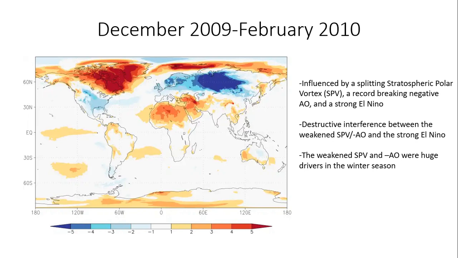In this season we had destructive interference where we had a weakened polar vortex and a strongly negative Arctic oscillation. To counter that, we have this strong El Nino pattern. The weakened stratospheric polar vortex and the negative AO were huge climate drivers during this particular winter season. You see much below normal temperatures on the graphic on the left over Siberia, into parts of Europe. You get colder than normal temperatures across the Midwest into the eastern U.S.